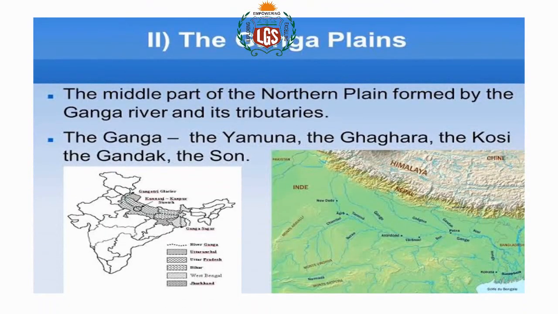Now we move towards the eastern part of the Aravalli range. The middle part of the northern plain is formed by the Ganga River and its tributaries. They are the Yamuna, the Ghaggar, the Koshi, the Gandak, the Son. This is the most fertile and alluvial plain in India, and that is why it is most densely populated. 7 out of every 10 Indians, it is said, are living in this area.